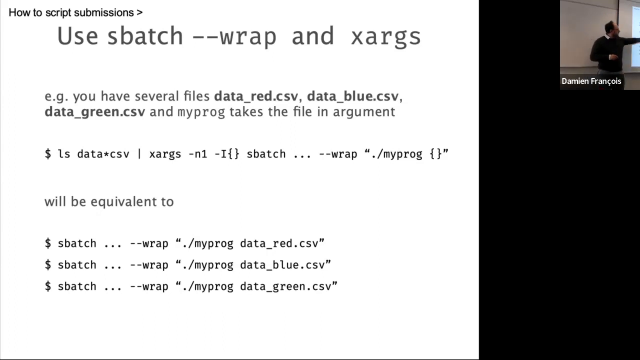And then xargs will take this part, replace the placeholder here, the curly braces, with each of the elements here. And so this will be equivalent to running by hand all of these 3 lines. So this is a way to automate submission of multiple jobs that each must take care of one single file, for instance.